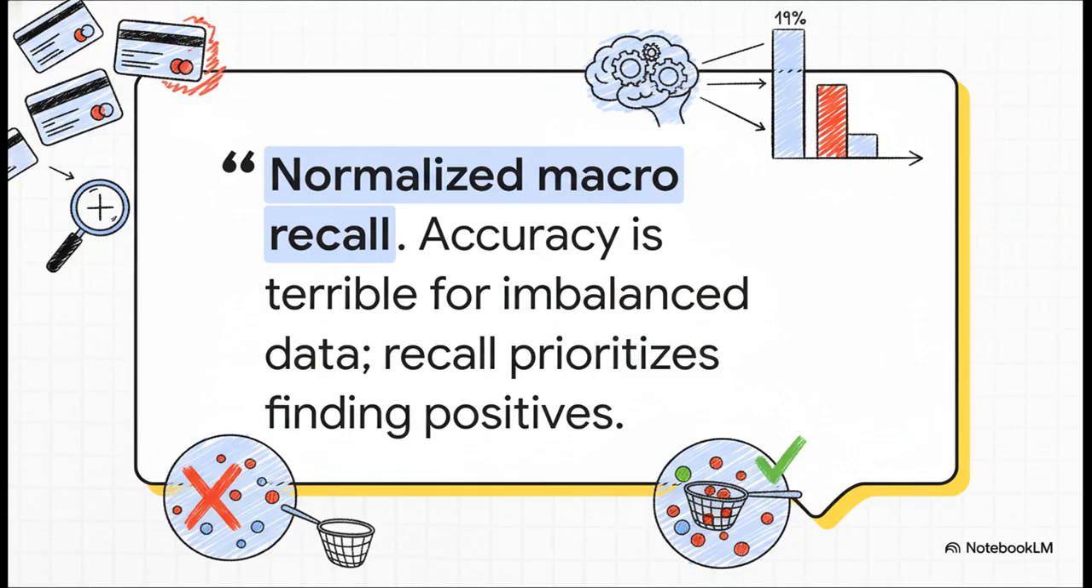Recall, on the other hand, focuses on one thing. Of all the actual fraud cases that happened, how many did you find? And the normalized macro part just makes sure it's doing a good job across the board. It's the perfect metric for this job.